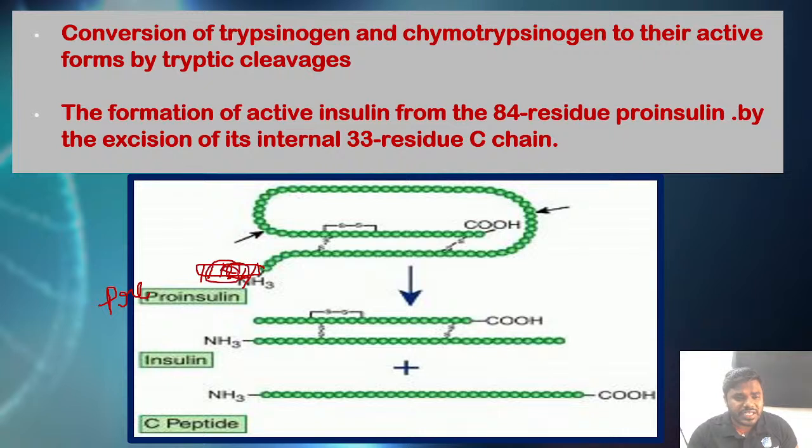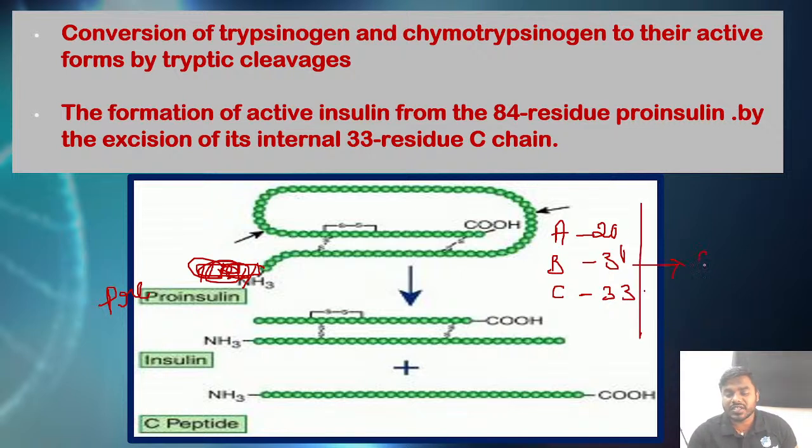Upon removing the signal sequence, what are present, friends? Chain A, chain B, chain C. And please friends, every one of you listen. Chain A consists of 20 amino acids. Chain B consists of 31 amino acids. And friends, chain C consists of 33 amino acids. So total how much, friends? Total 84 amino acids. What you people have to remember?